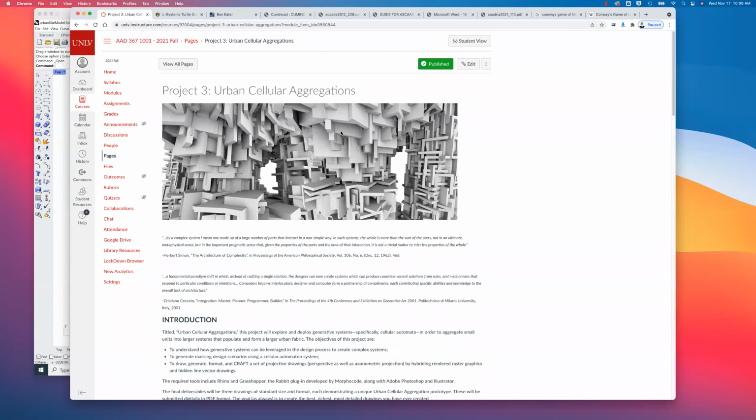Now let's bring this back a little closer to architecture with a quote from Cristiano Ciccato, who is now one of the design partners for Zaha Hadid Architects. In a paper he wrote actually quite a long time ago now, 20 years ago, yikes, in 2001. He writes, quote, "A fundamental paradigm shift in which instead of crafting a single solution, the architect or designer can now create a system or an algorithm which can produce countless variant solutions from the rules and mechanisms that respond to particular phenomenons, conditions, or intentions."